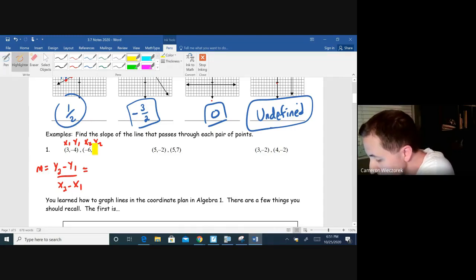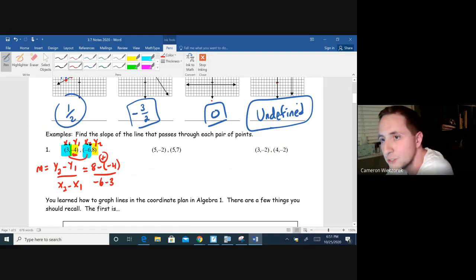So if I do y2 minus y1, I'm going to get 8 minus, that's coming from the formula, but then notice it's a -4. So you actually have to subtract a negative, which means this is going to become positive. And then in the denominator, since I started with the right coordinate in the numerator, I have to start with the right coordinate in the denominator as well. So I got to do -6 minus 3. You kind of get to choose the order you want to subtract them in for the numerator, but then you have to keep the same order for the denominator.